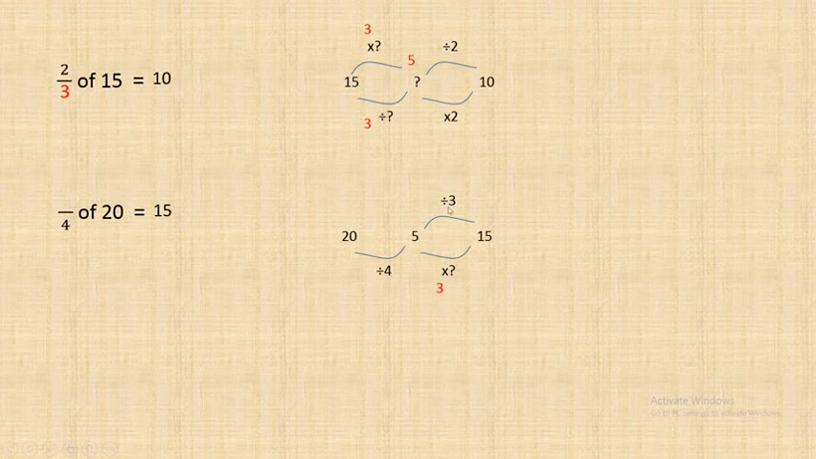So here, to make sure of the answer, you can do the inverse way, the opposite way. 15 divided by 3 equals 5, and this 5 times 4 equals 20. So the answer here is 3. And after that, make sure of the answer again.